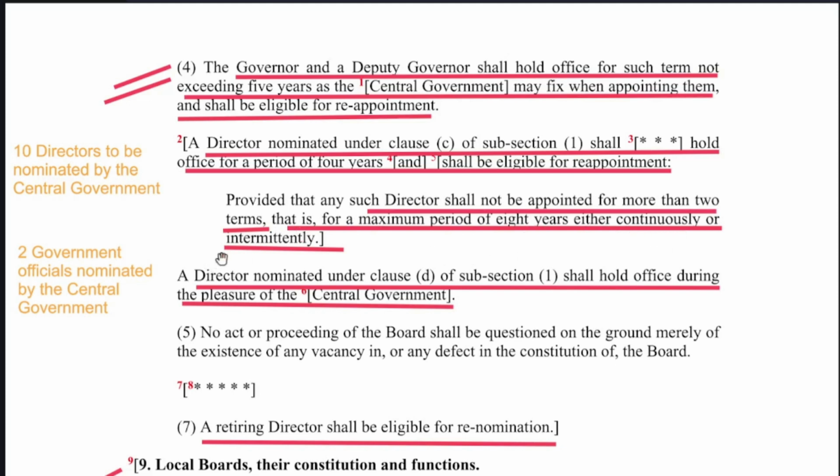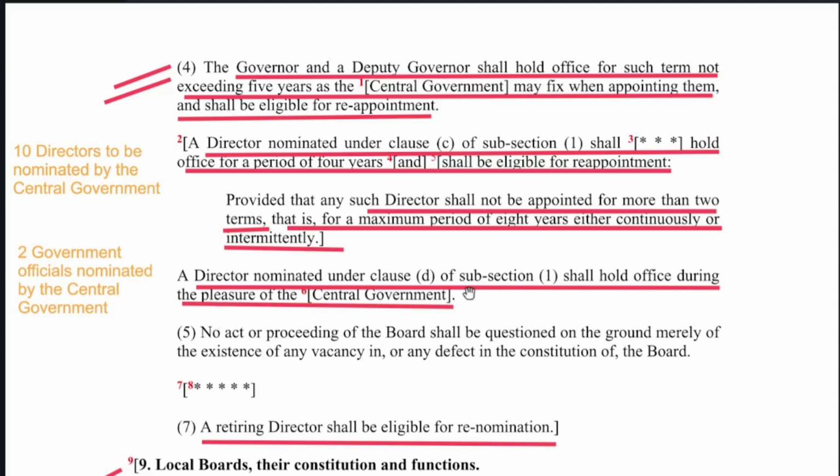either continuously or intermittently. Meaning thereby the 10 directors mentioned under clause C shall not be appointed for more than two terms, and at the same time, the maximum period of their appointment cannot be more than 8 years. Now, the 8 years can be counted continuously in succession or intermittently, in the sense that once appointed for a few years and then appointed again after a gap of a few years. That is the meaning of the term intermittently.